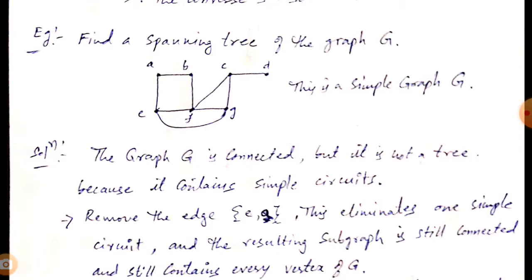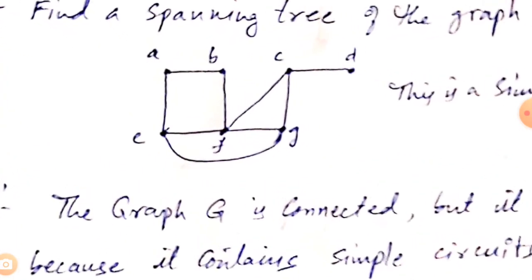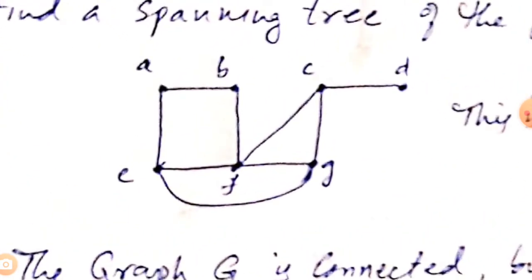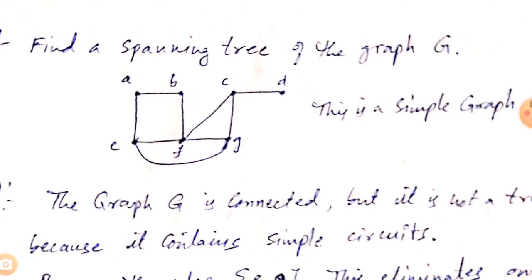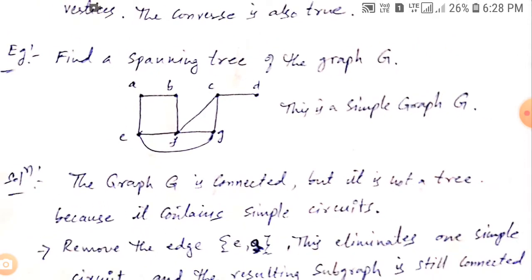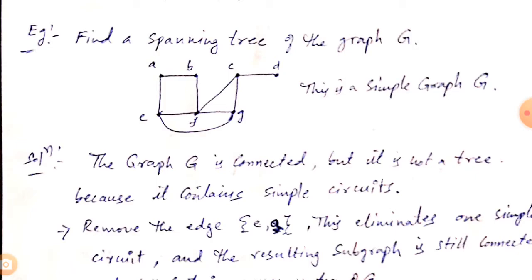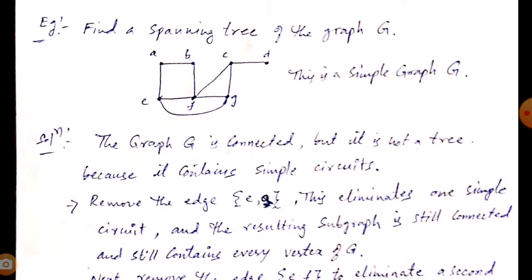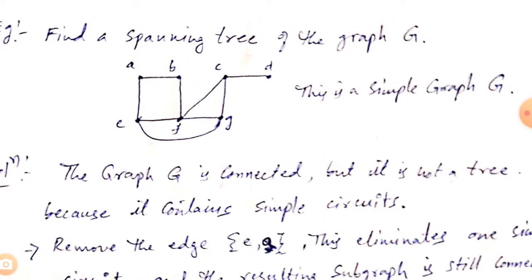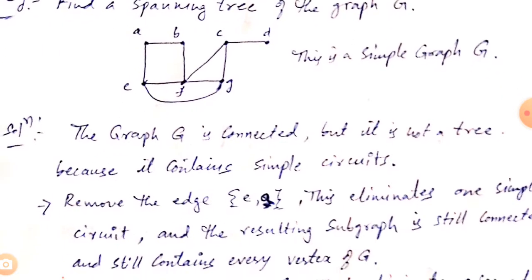Now find a spanning tree of the graph G. For example, a graph is given here with the vertices A, B, C, D, E, F, G. From this graph, you have to find the spanning tree. So how will we find the spanning tree? Of course it is a simple graph. Now observe the graph G is connected. G is connected means between every two vertices there should be a path. For every pair of vertices there should be a path.